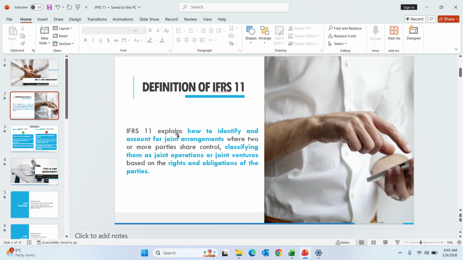Let's start with the definition of IFRS 11. IFRS 11 explains how to identify and account for joint arrangements where two or more parties share control, classifying them as joint operations or joint ventures based on the rights and obligations of the parties involved. This means the focus is not on the ownership percentage, but on what rights and responsibilities each party has.